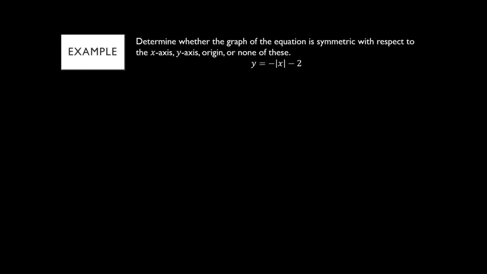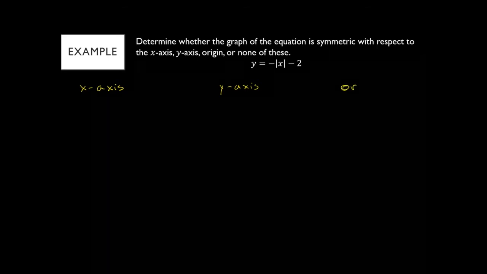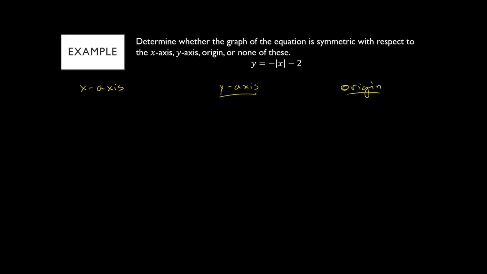So let's look at one here with an absolute value. Absolute values usually trip some people up, especially with variables in them. So we're going to be looking at x-axis symmetry, y-axis symmetry, and then origin symmetry. For the x-axis, you plug in negative y. So we're going to have negative y equals negative absolute value of x minus 2.